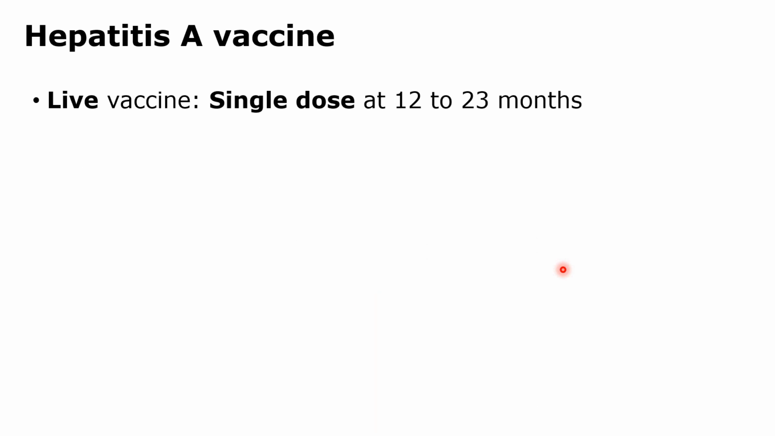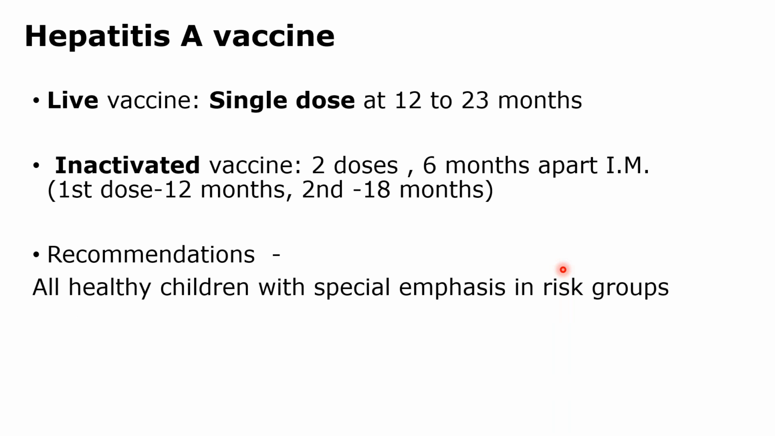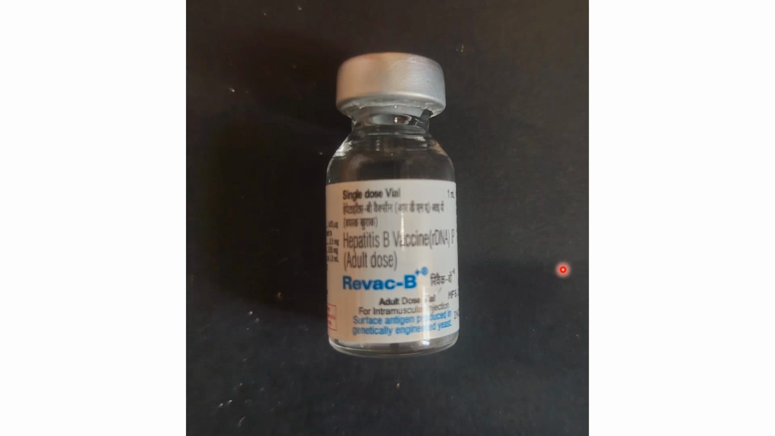So hepatitis A vaccine, as we mentioned, the live vaccine, the dosage schedule is single dose at 12 to 23 months age. For inactivated vaccine, it is recommended to give 2 doses 6 months apart intramuscularly. The first dose to be given at 12 months and the second dose is to be given at 18 months. So the recommendation by the Indian Academy of Pediatrics is that all healthy children should be given hepatitis A vaccine, especially those with high risk.